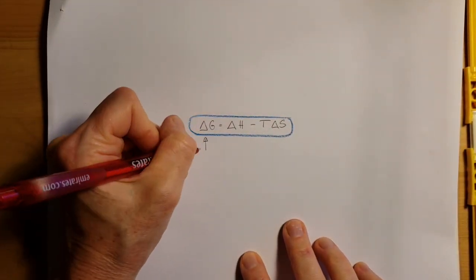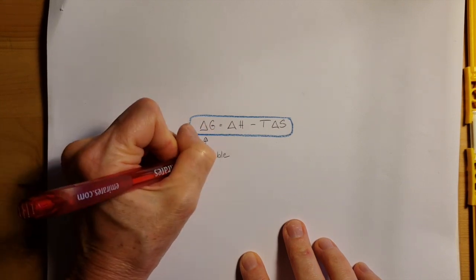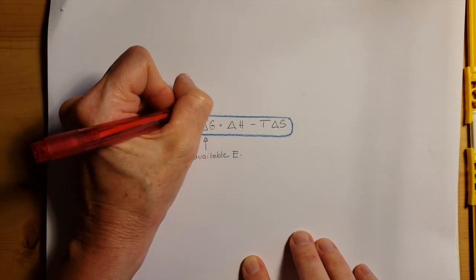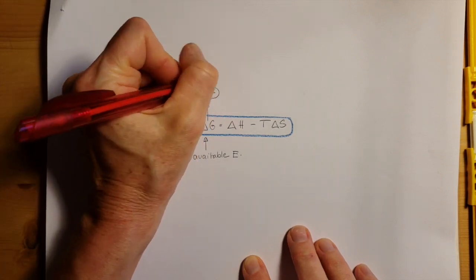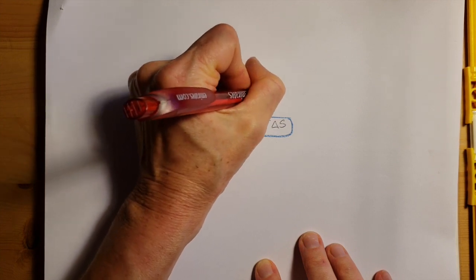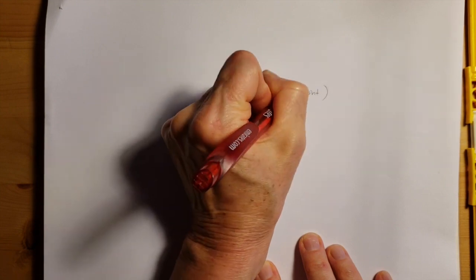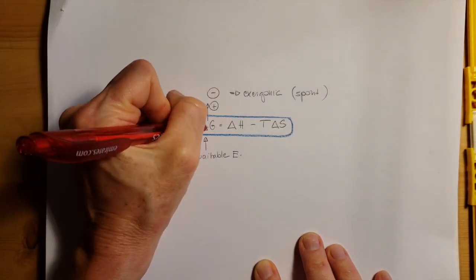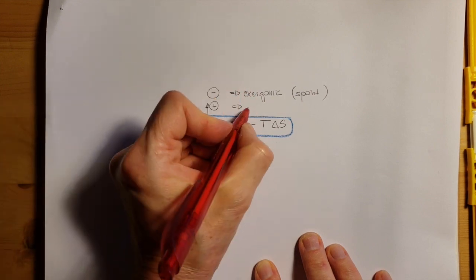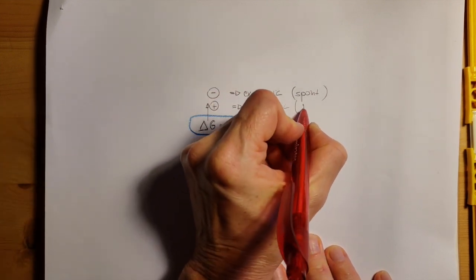So delta G is the available energy for the system. If it's negative, it's going to be exergonic. It will be spontaneous, it will happen spontaneously. If the delta G for our calculation is positive, that means it's endergonic, so it's not going to be a spontaneous reaction.